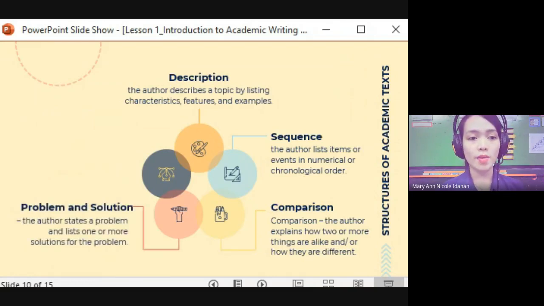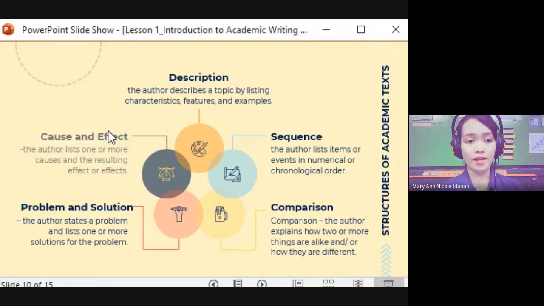Okay. Next, we have problem and solution. The author states a problem and lists one or more solutions to the problem. So this structure of academic text has one problem, and you will cite one or more solutions for that problem. For example, our problem is poverty. If you are writing a problem and solution structure of academic text, then you need to propose, or list, one or more solutions for poverty. Okay, so that's problem and solution.